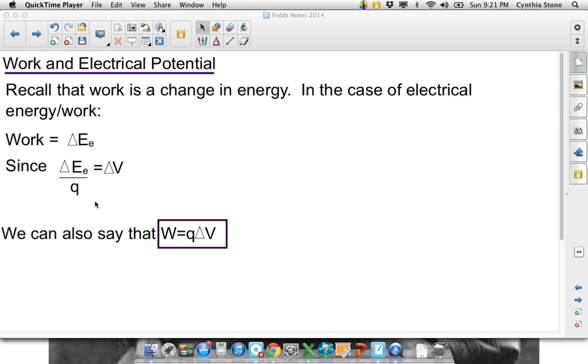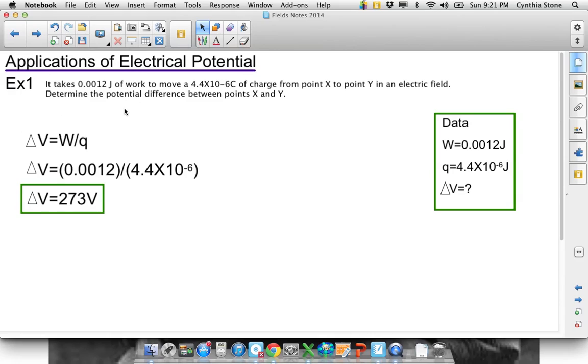So taking this equation for potential difference, delta V is potential difference, we can say work equals charge times potential difference. And this really leads us to the example that we did earlier. If it takes that much work to move that much charge, find the potential difference. Instead of using change in E, you just sub in W. It's the same thing, and you get your number, 273.